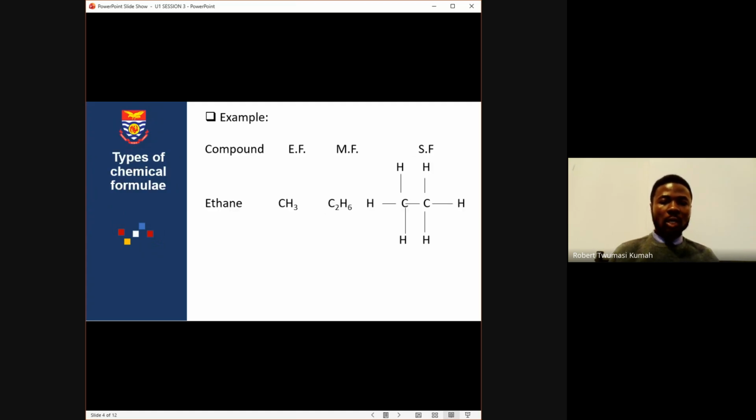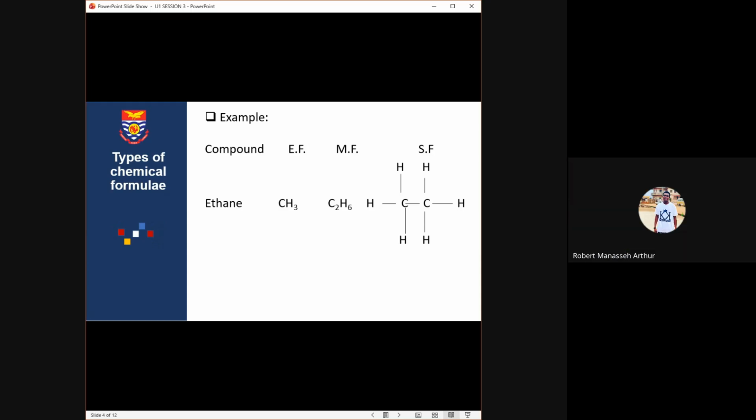We have a compound. Which compound is this? Has any one of you come across it before? Okay, Arthur. So please, it's ethane. The name is even there. Ethane. All right.